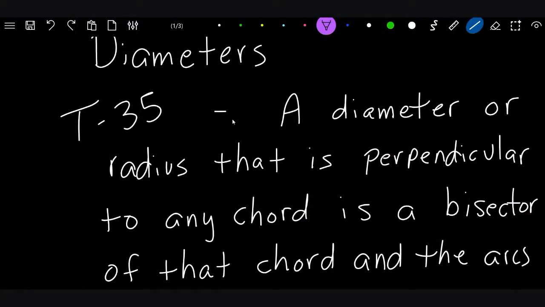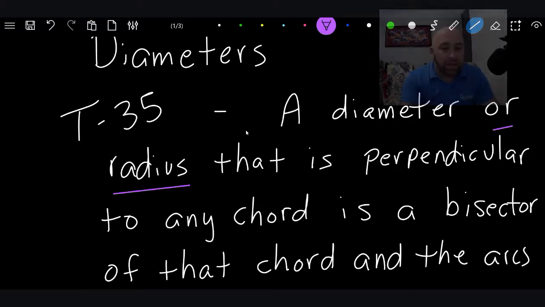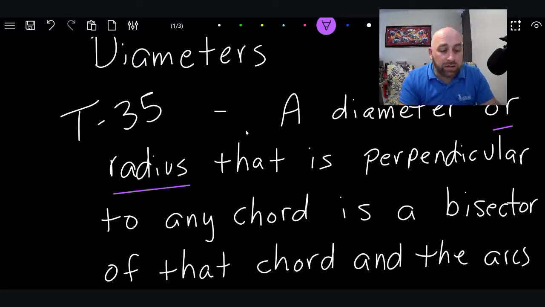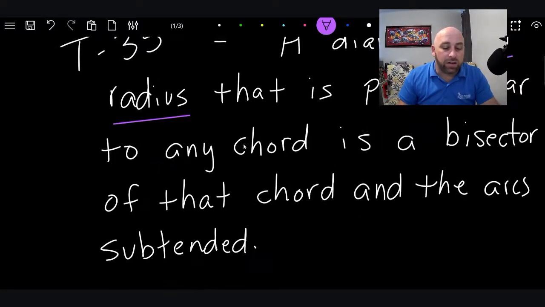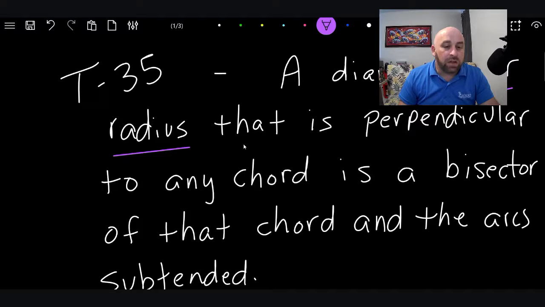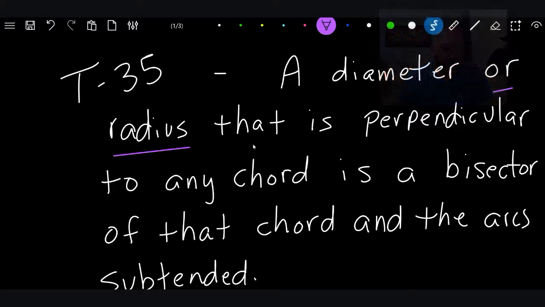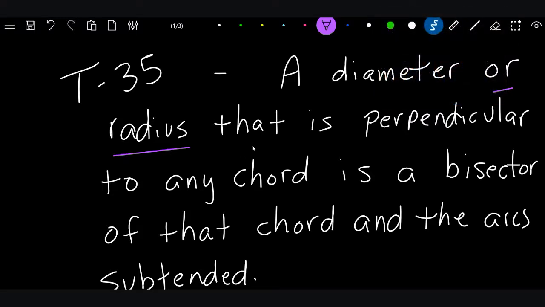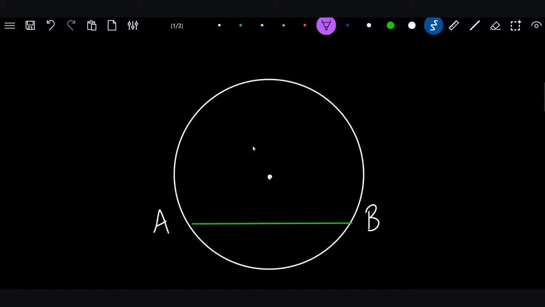A diameter or radius, so this one could actually be either one right here, diameter or radius, that is perpendicular to any chord is a bisector of that chord and the arcs subtended. A diameter or radius, so either one, that is perpendicular to any chord is a bisector of that chord. So let's take a look at that. So we have a chord. Our chord is AB.